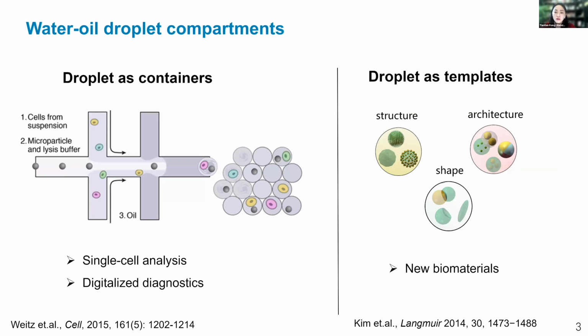They can also function as soft templates for material synthesis. For instance, by loading droplets with a polymer precursor, and later triggering gelation through temperature or UV light, each droplet transforms into a microgel with a defined shape and size. This is quite useful for fabricating new materials.